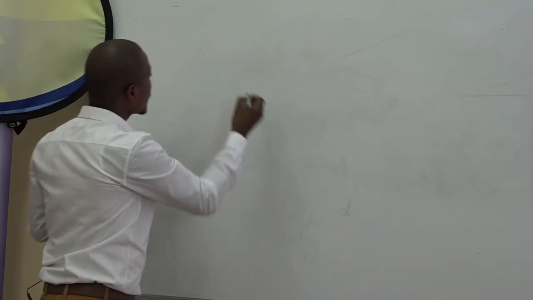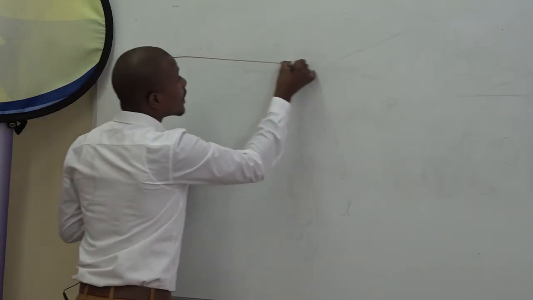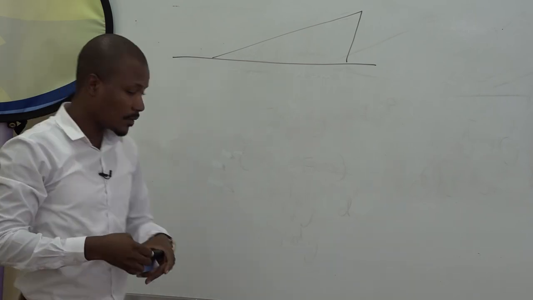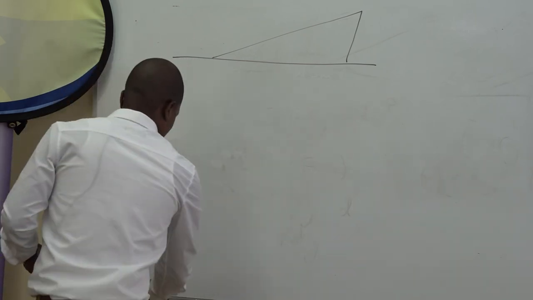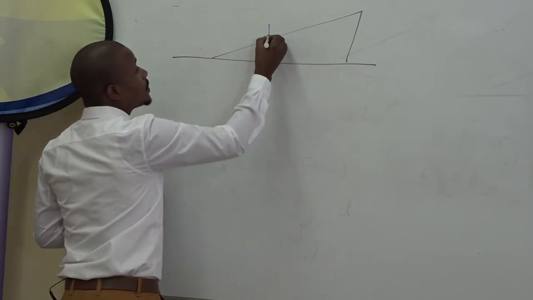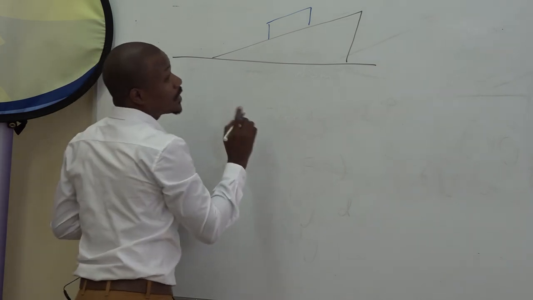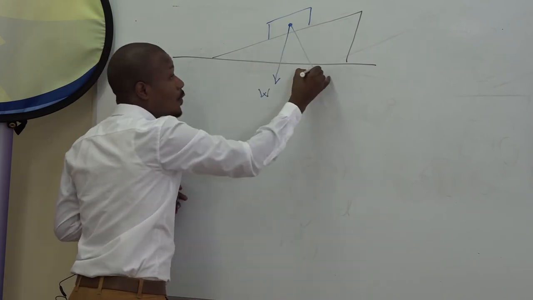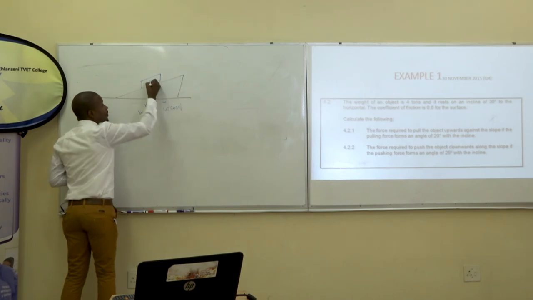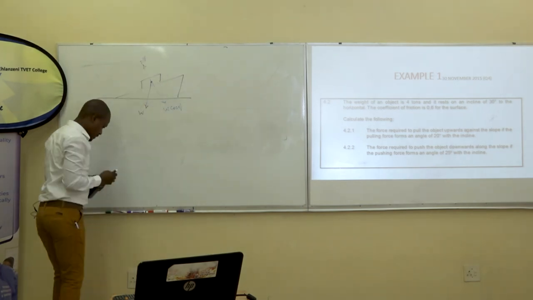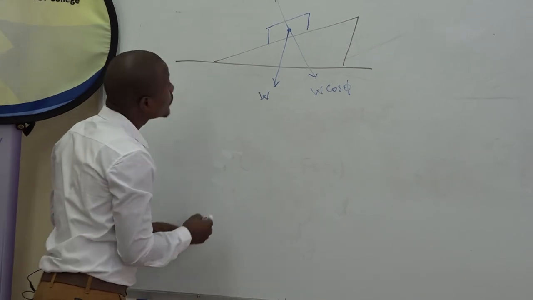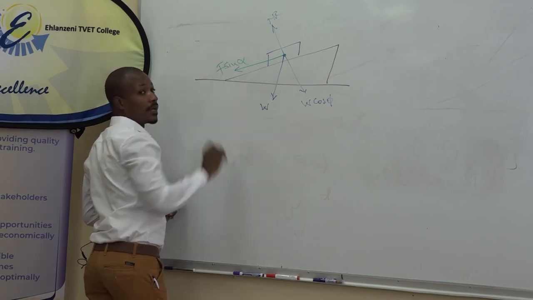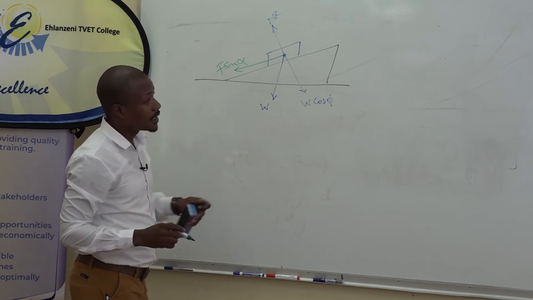Let us draw that. We have our object here. The object rests on an inclined plane, right? This object that rests on an inclined plane, we have what? We have weight, we know that. We have weight components. We have the normal reaction. We have the component parallel to the plane, like that. This is what we are given.